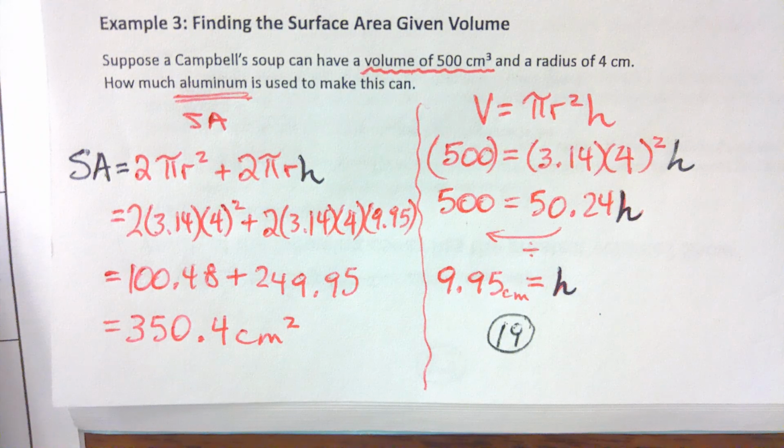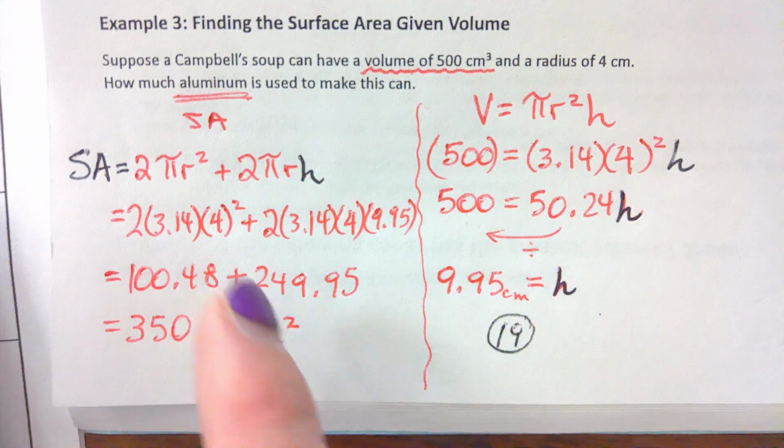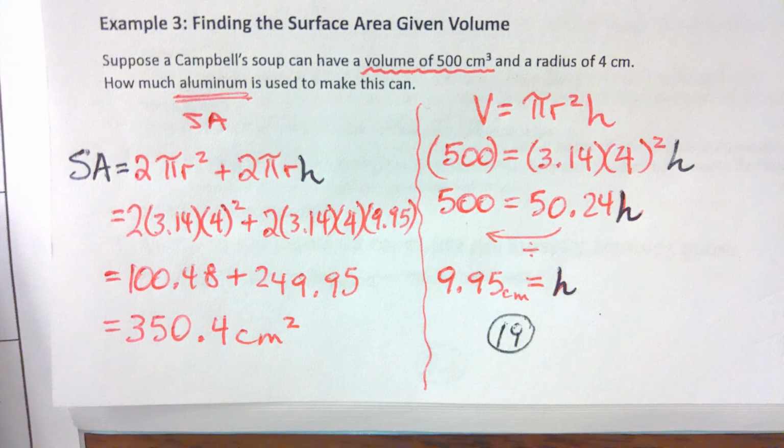So EQAO does ask this question. I've seen it before, so you have to solve for this and then solve for this. Okay. So it could go the other way too. They could ask you to solve for this and then solve for this.